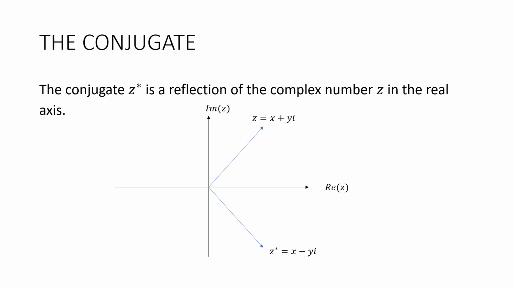Now, graphically, the conjugate is a reflection of the complex number z in the real axis. So here we have x + yi, and here's the conjugate x - yi.